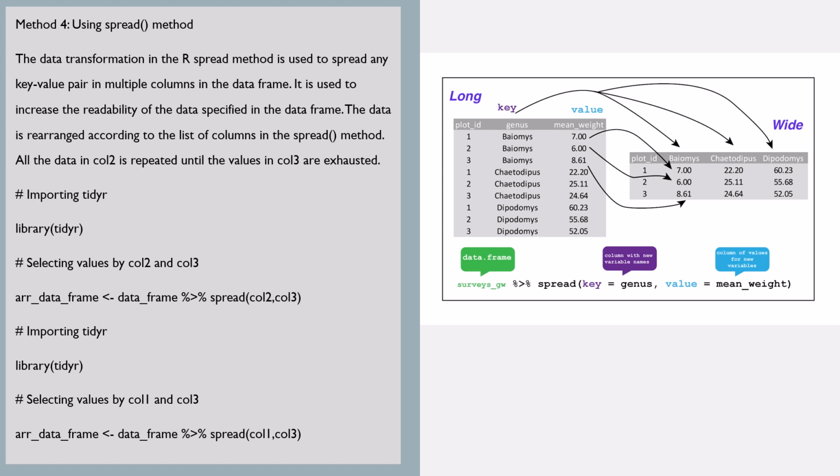For example, here someone was trying to spread the data on the plot IDs, on the genus. Below this is the syntax of how you can spread your data by first loading your tidyr library and then use the piping operator to pipe a function called spread onto the data frame and then spread column 3 over column 2.